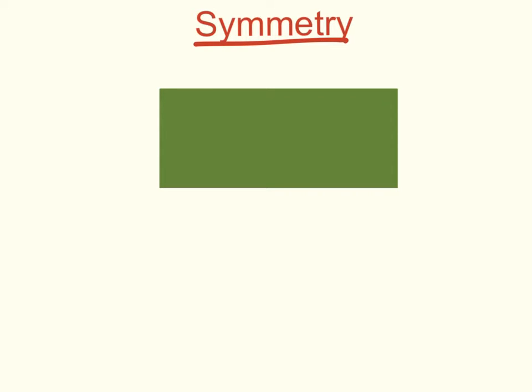I could also cut it this way or fold it that way, and if I folded the top half down on the bottom half, they would match and line up perfectly, meaning they are symmetrical. So a rectangle has two lines of symmetry, one going this way and one going this way.